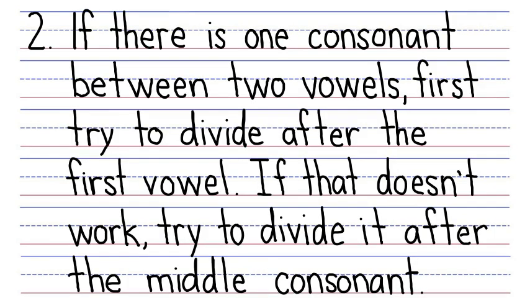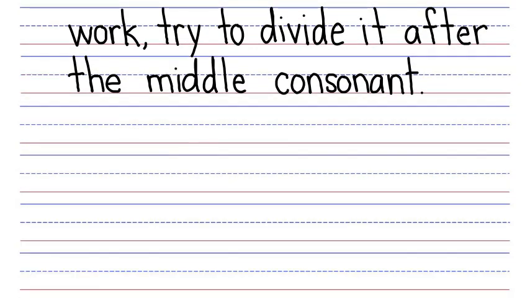Here's our next syllable division rule. If there is one consonant between two vowels, first try to divide after the first vowel. If that doesn't work, try to divide it after the middle consonant. All right, let's get some more space here to explore this rule. So they're saying if there's one consonant between two vowels, so that means there's a pattern here of vowel consonant vowel.